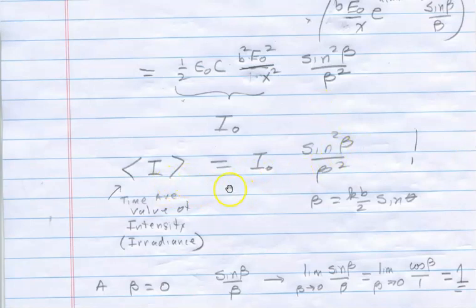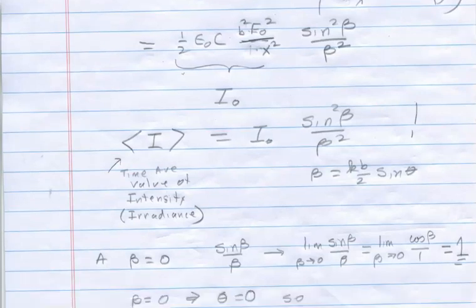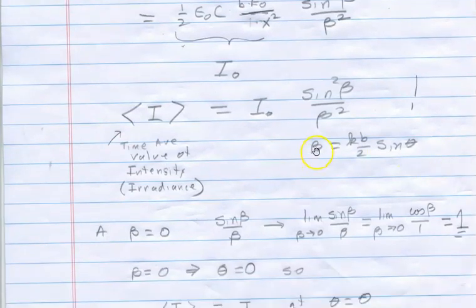And I get the final value for our intensity, or the irradiance as it's sometimes called, time average value of the intensity. It goes like I naught times the square of the sinc function. Remember, beta is kb over 2 sine theta. We can look at the case where beta is equal to 0. And if beta is equal to 0, k and b and 2 are all non-zero. And so that says the sine of theta has to be equal to 0, which also gives us theta equals 0. So really, at theta equals 0, beta becomes 0. It's probably a better way to look at it.